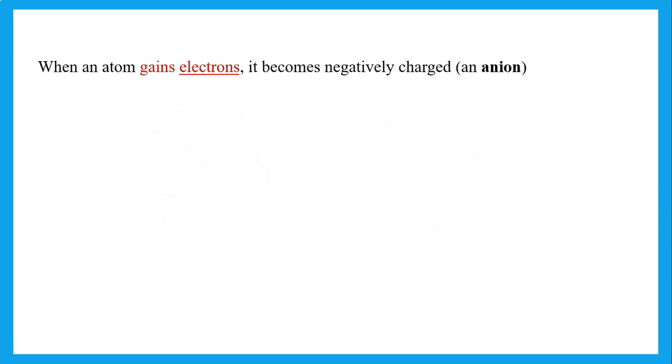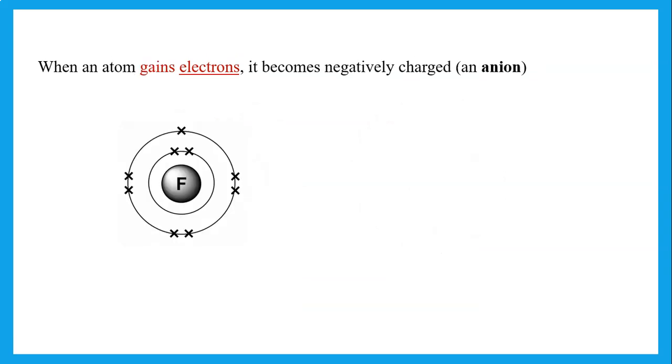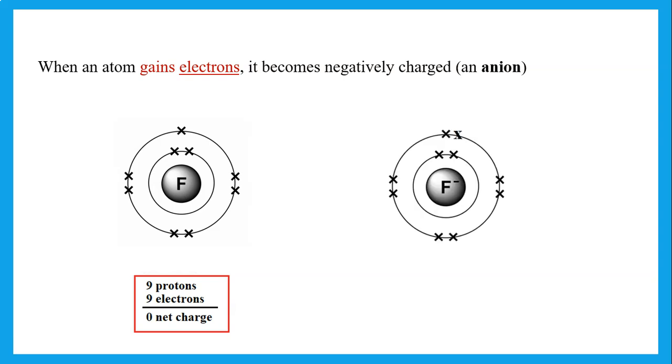Now, non-metals we said, like group 7, have 7 electrons in their outermost shell. They just need to gain 1. So originally fluorine, for example, has 9 positive protons, 9 negative electrons. So the fluorine atom is neutral. But when this fluorine atom gains an electron, now it has 1 extra electron. That means 1 extra negative charge. So it becomes a negatively charged ion.